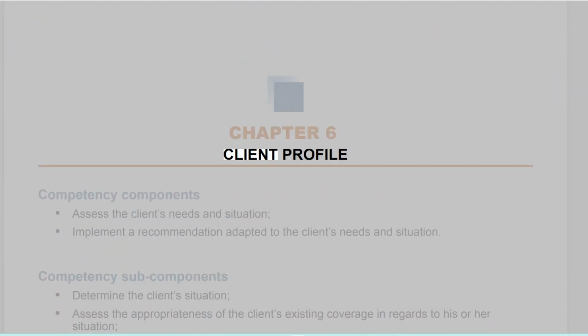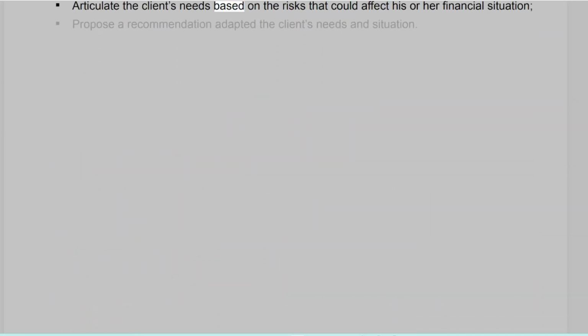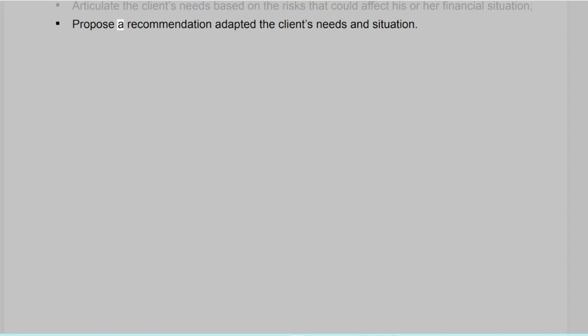Chapter 6, Client Profile. Competency components: assess the client's needs and situation; implement a recommendation adapted to the client's needs and situation. Competency subcomponents: determine the client's situation; assess the appropriateness of the client's existing coverage in regards to his or her situation; articulate the client's needs based on the risks that could affect his or her financial situation; propose a recommendation adapted to the client's needs and situation.